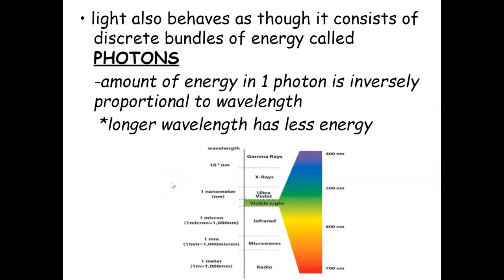Light also behaves as if it consists of these little bundles of energy that we call photons. The amount of energy in one photon is inversely proportional to the length of the wave. So although red is the longest wavelength, it would have the least amount of energy per photon. Violet is the shortest wavelength. It has the most amount of energy per photon.